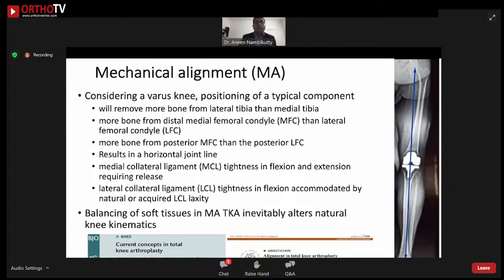So this results in a horizontal joint line, and medial collateral ligament tightness in flexion and extension might require release, but lateral collateral ligament tightness in flexion may be accommodated by the natural and acquired LCL laxity. But balancing of soft tissues in the mechanical alignment inevitably alters the natural knee kinematics.